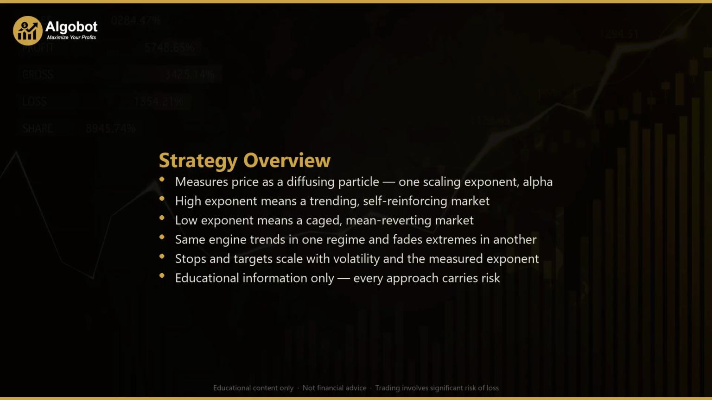Because of that, the same expert advisor can act as a trend follower in one regime and a fade strategy in another, all without changing its settings. In a trending state, it rides the direction of the recent net move. In a mean-reverting state, it fades statistical extremes back toward the average. When neither picture is clear, it simply waits.